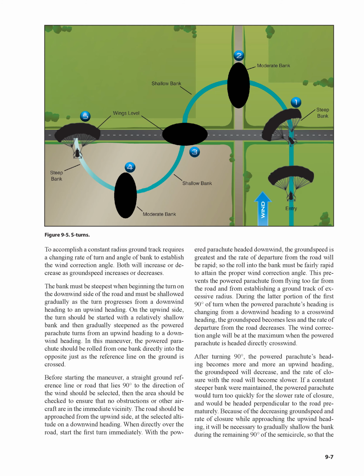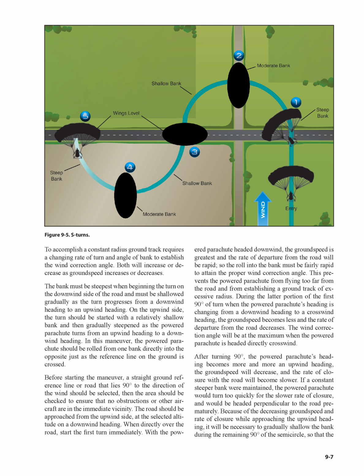To accomplish a constant radius ground track requires a changing rate of turn and angle of bank to establish the wind correction angle. Both will increase or decrease as ground speed increases or decreases. The bank must be steepest when beginning the turn on the downwind side of the road and must be shallowed gradually as the turn progresses from a downwind heading to an upwind heading.